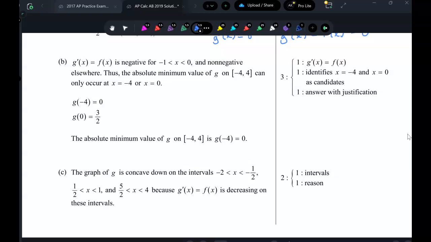How about C? Okay, so now where is G concave down? What's the second-derivative equivalent of a critical point? It doesn't have a name. It's just where the second derivative is equal to 0. So that means we're looking for where F is decreasing. I got this right. Let me see the intervals.